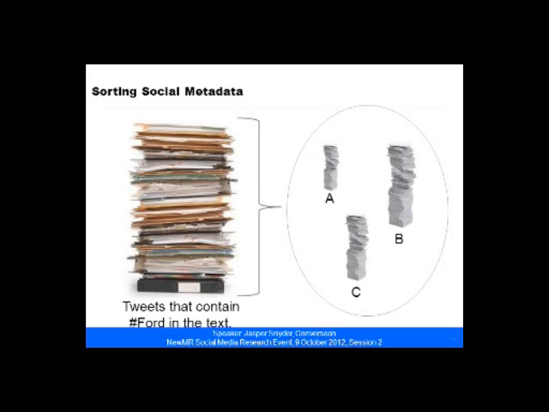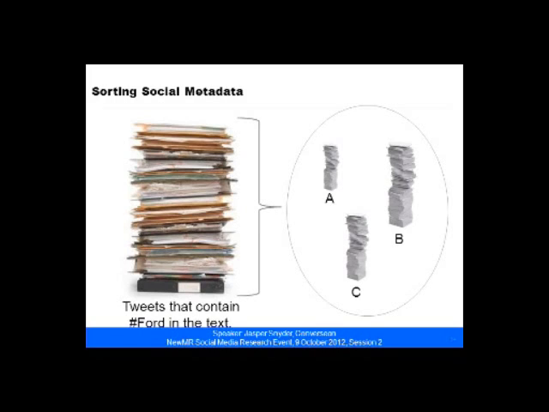For example, we start off with a huge pile of data on the left-hand side, anything that matches Ford, basically. On the right-hand side, we might want to sort it into 3 piles. Maybe pile A is tweets written by men. Maybe pile B is tweets written by women. Maybe pile C is tweets where the gender can't be determined. Or it could be geographical. A could be tweets written by people living on the West Coast. B could be tweets written by people on the East Coast. And C could be tweets written by people in the Midwest. Of course, we can have more or fewer piles than 3 depending on the sorting task.